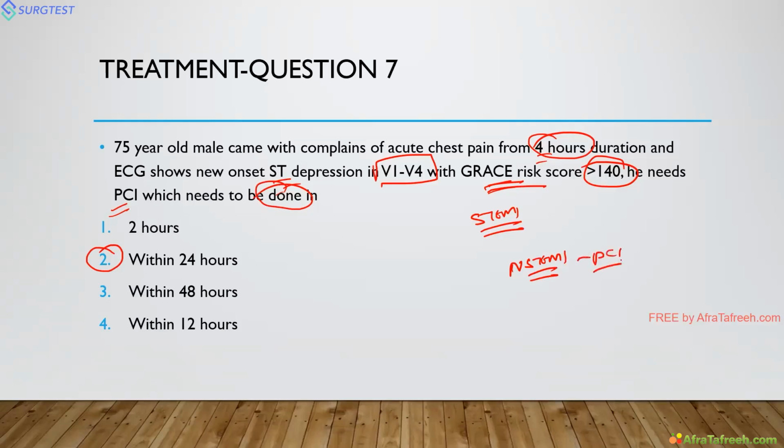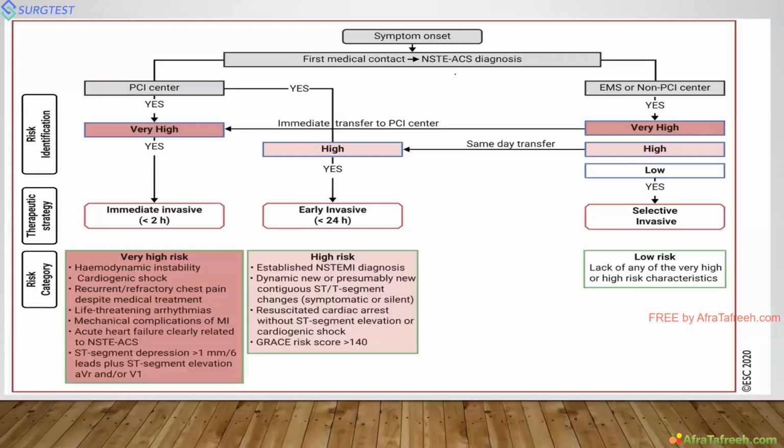So the next slide. Whenever a patient comes with an NSTEMI diagnosis, we have to see these things. These are the risk categories. We have to risk stratify: very high risk, high risk, and low risk. So first we will see about very high risk. Very high risk, everyone knows.